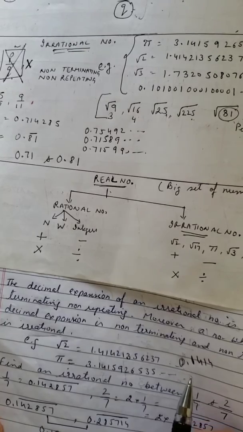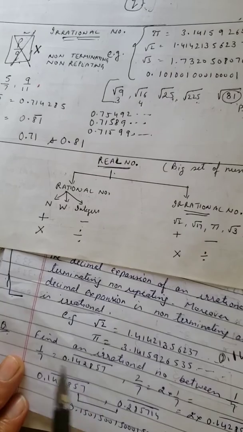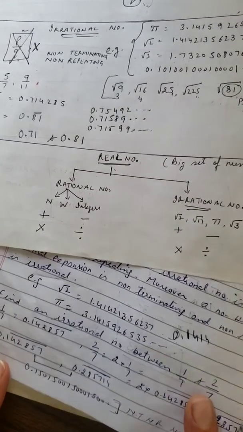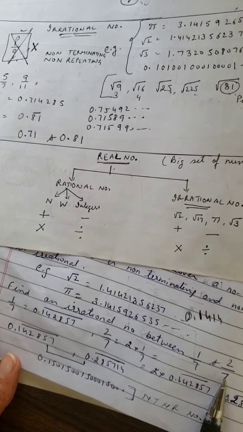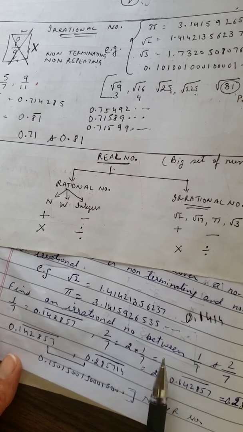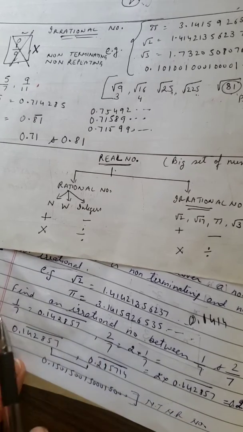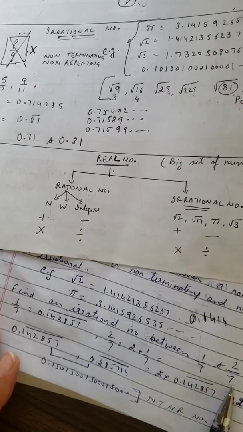Now the questions we're going to do in this. The question will be of the type: find an irrational number between any two rational numbers. Till now you have done questions where you've been given two rational numbers and you have to find a rational number between them. But now there's a twist in the question. You have to find an irrational number between two rational numbers, right?